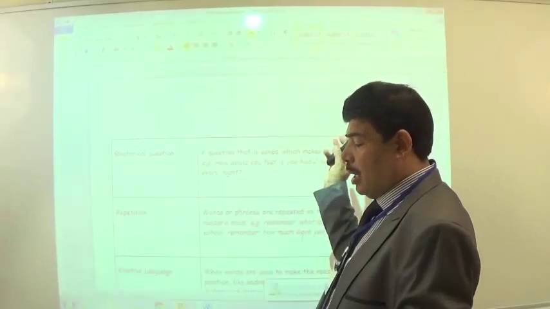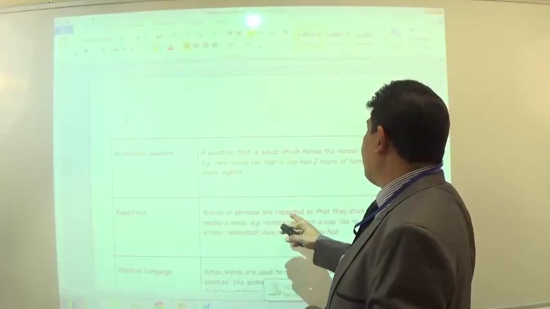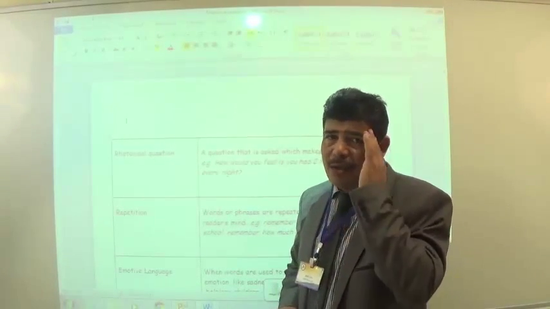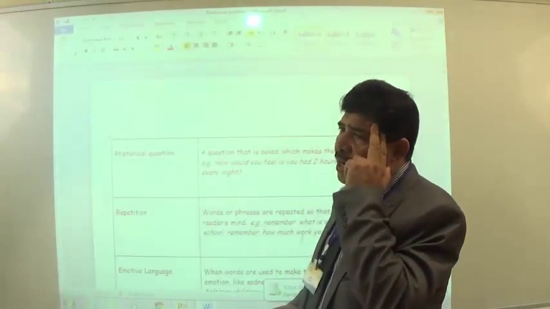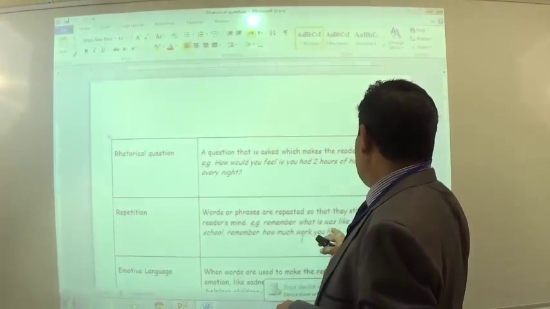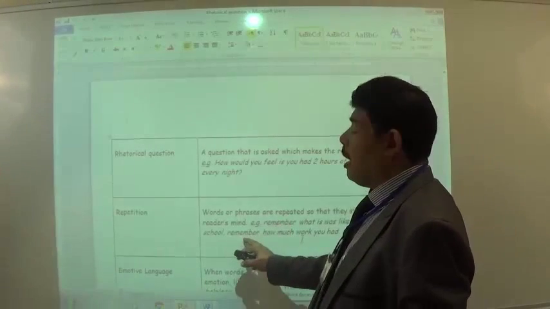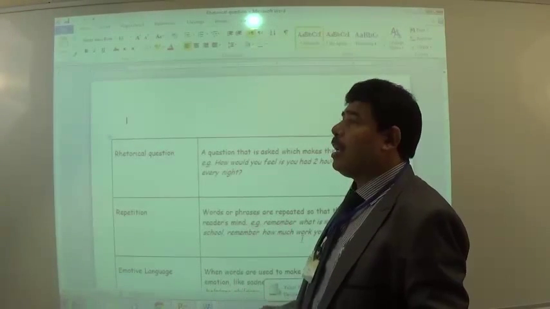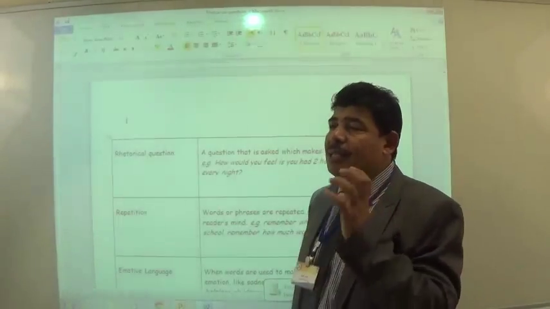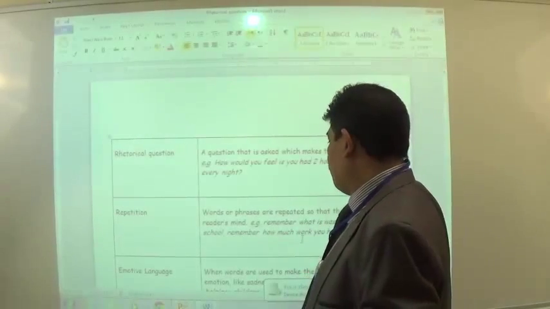Number two is the repetition, as we have said. What is repetition? Words or phrases are repeated so that they stick in the reader's mind. When I repeat something, it sticks in your mind. Oh, you have heard it for more than 3 or 4 times. For example, remember what it was like to be at school. Remember how much work you had. Here, he repeated the word remember. He is trying to make him remember these facts from the past. He is trying to make the word stick in his mind.